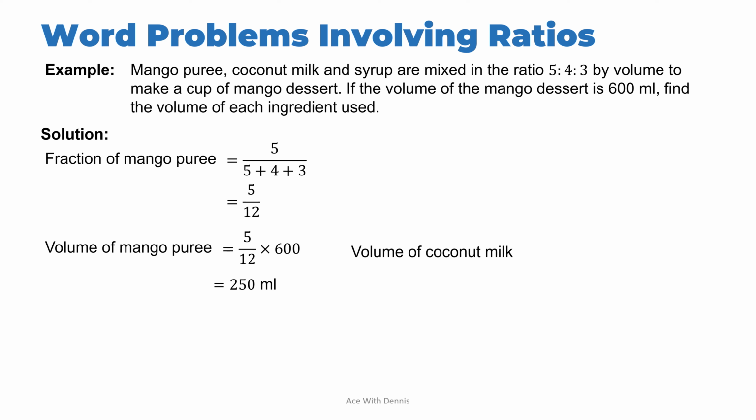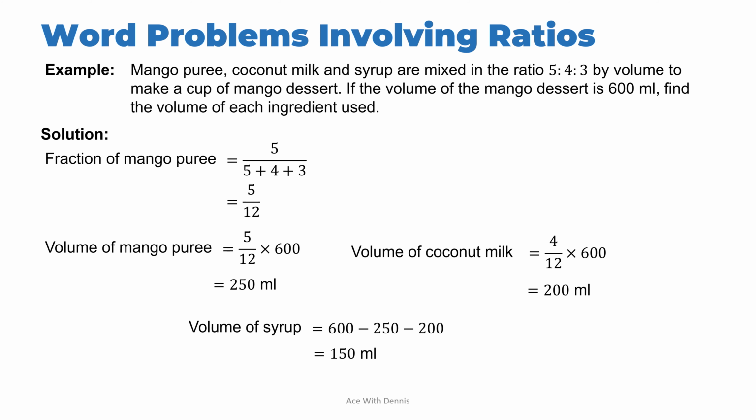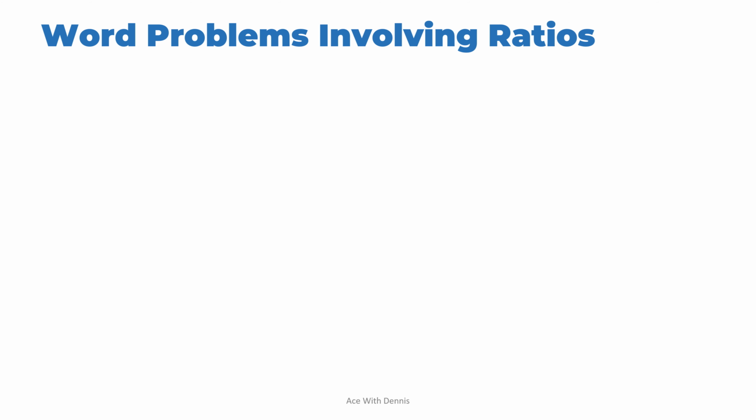Similarly, to find the volume of coconut milk, it equals 4 over 12 times 600, as the coconut milk takes 4 parts, and we get 200 ml. To get the volume of syrup, just take the total 600 ml minus 250 ml from the mango puree and minus 200 ml from the coconut milk, and we get 150 ml. Now, let's try this example yourself.